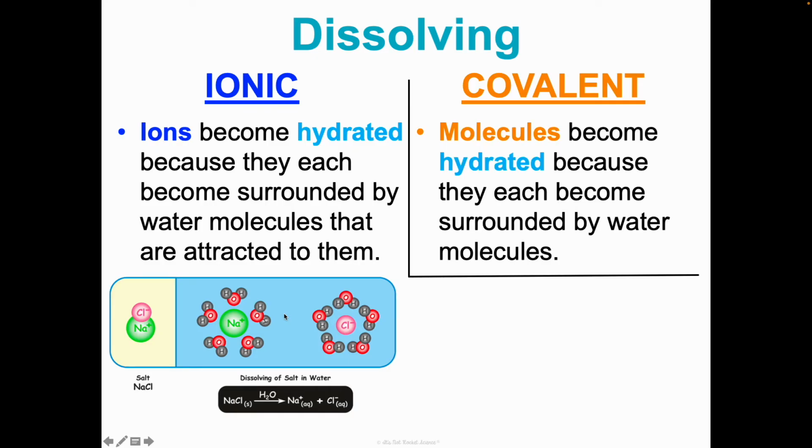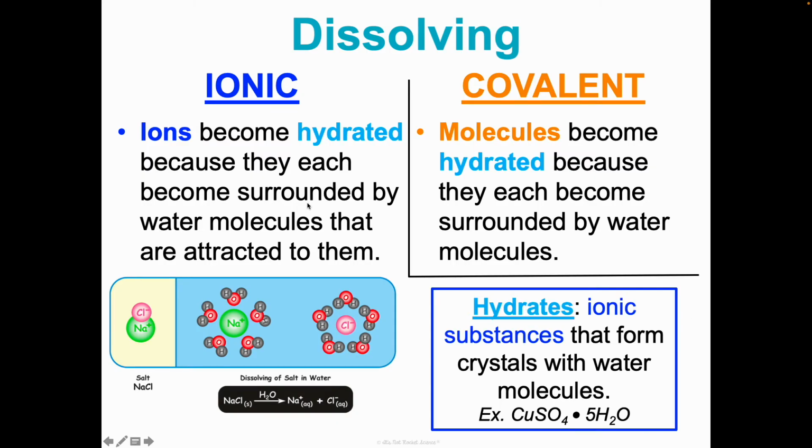We get this hydration with covalent too, okay? Molecules become hydrated because they each become surrounded by water. Now, one distinction though, which is why I have the line going this way because I have more to put on the ionic column, is a term called hydrates. Hydrates are ionic substances that form crystals with water molecules, and they have a unique notation. Okay, so for the copper 2 sulfate hydrate, you would write it with this dot here. I'm not going to get into this at all with you, okay?